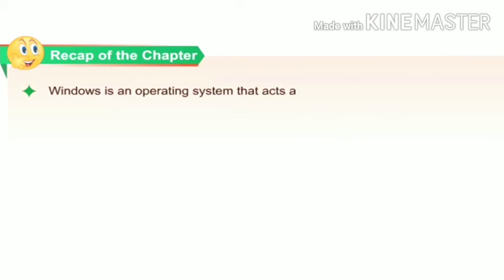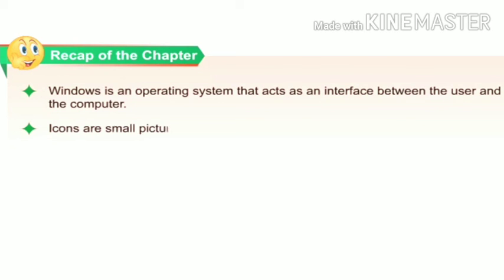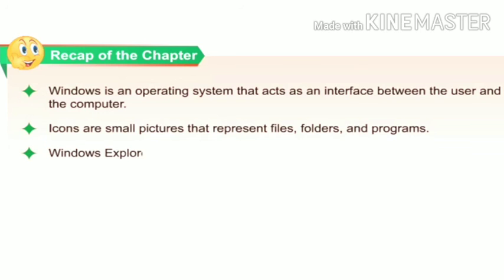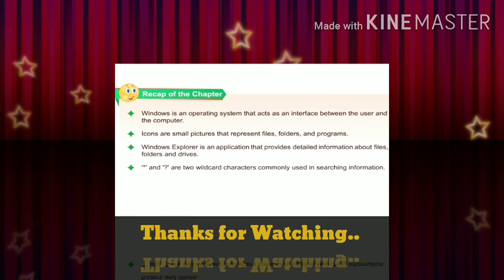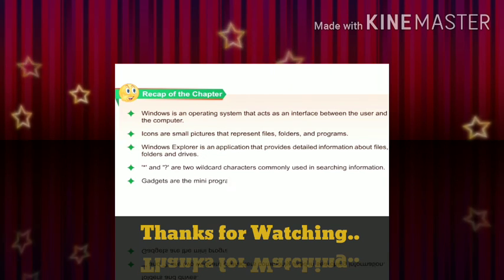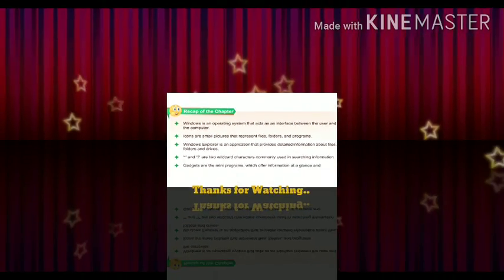Let us quickly glance through the key points discussed in this chapter. Windows is an operating system that acts as an interface between the user and the computer. Icons are small pictures that represent files, folders, and programs. Windows Explorer is an application that provides detailed information about files, folders, and drives. Star and question mark are two wildcard characters commonly used in searching information. Gadgets are mini programs which offer information at a glance and provide easy access to frequently used tools.